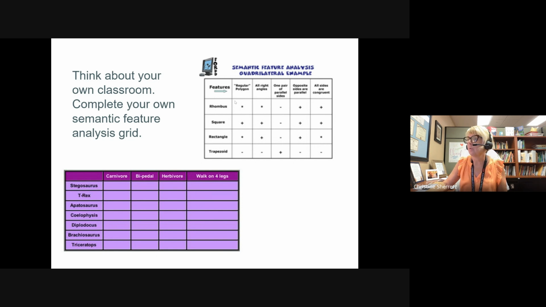Let's go back to our math word, quadrilateral. A rhombus, a square, a rectangle, and a trapezoid are quadrilaterals. Quadrilaterals are regular polygons. They have four sides, one pair of parallel sides. And you can see here where we put a plus if it is an example of a quadrilateral. You could do the same thing. Here we have an example of dinosaurs. Okay, so this is having the student, let me show you another example.